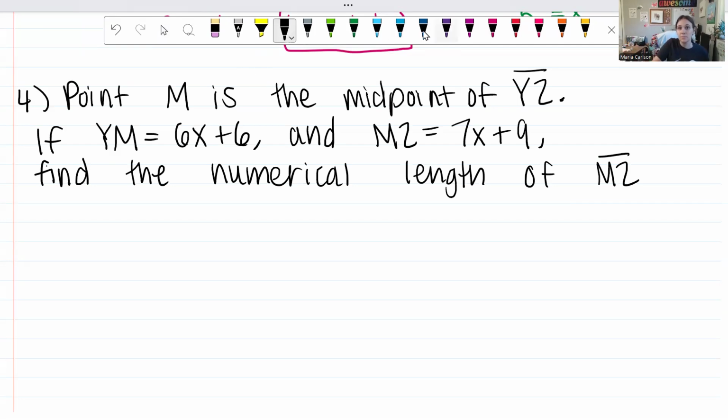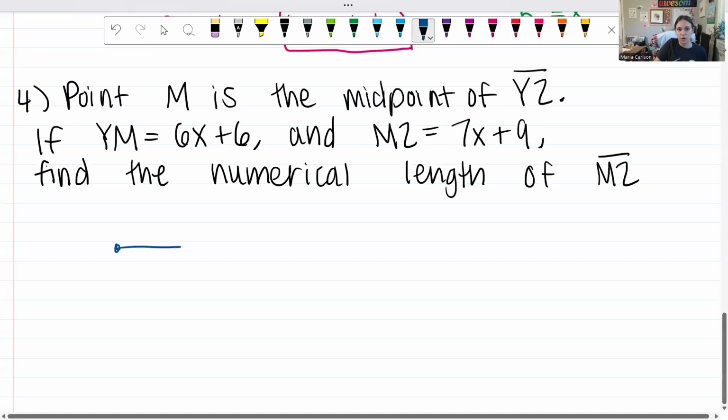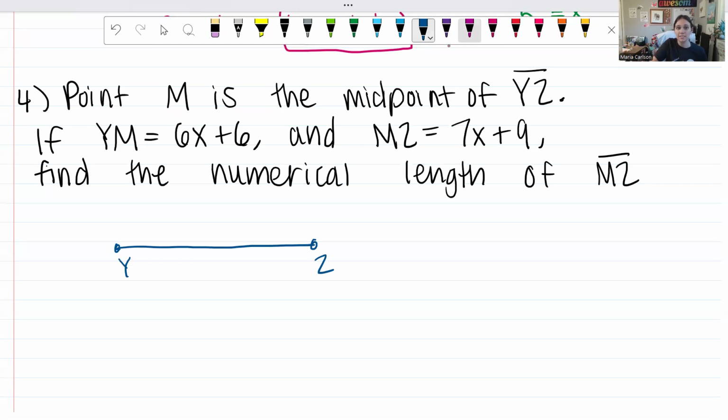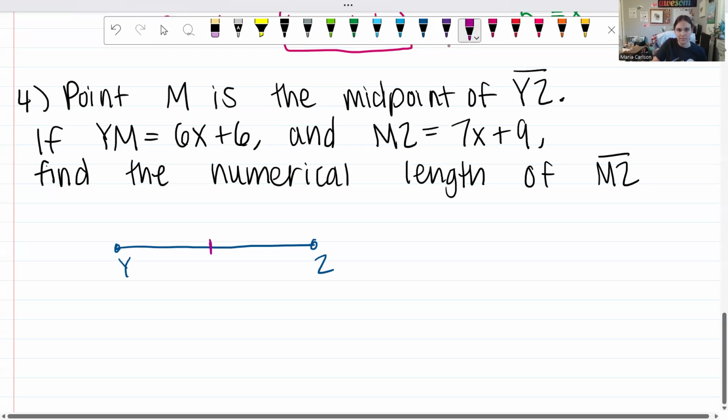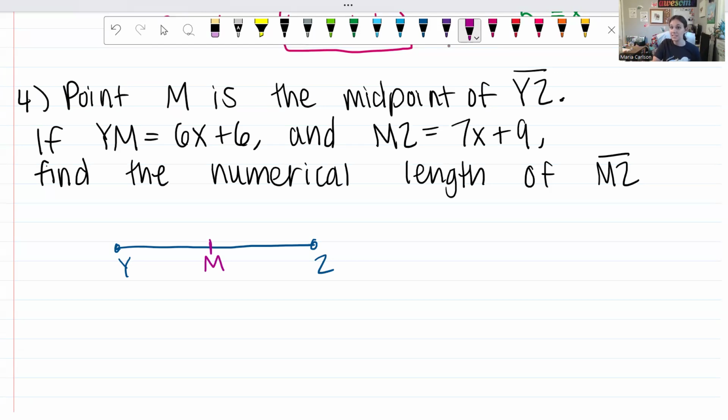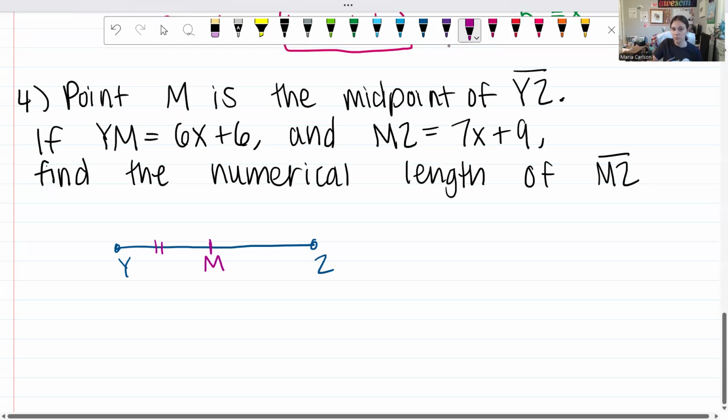So M is the midpoint of a segment YZ. Here's my segment with points Y and Z, and the midpoint is the dead middle, right? So here's my midpoint M. Now, a midpoint always divides the segment into two even halves, right? So segment YM is the same length as segment MZ. They have to be the same.